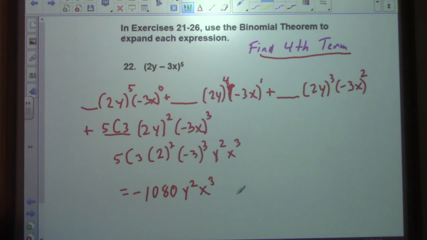And if we wanted to put x first and y second, we could do it, couldn't we? Yeah. We could just rewrite this as 1080 x cubed y squared if we wanted to. That's the same thing, isn't it?